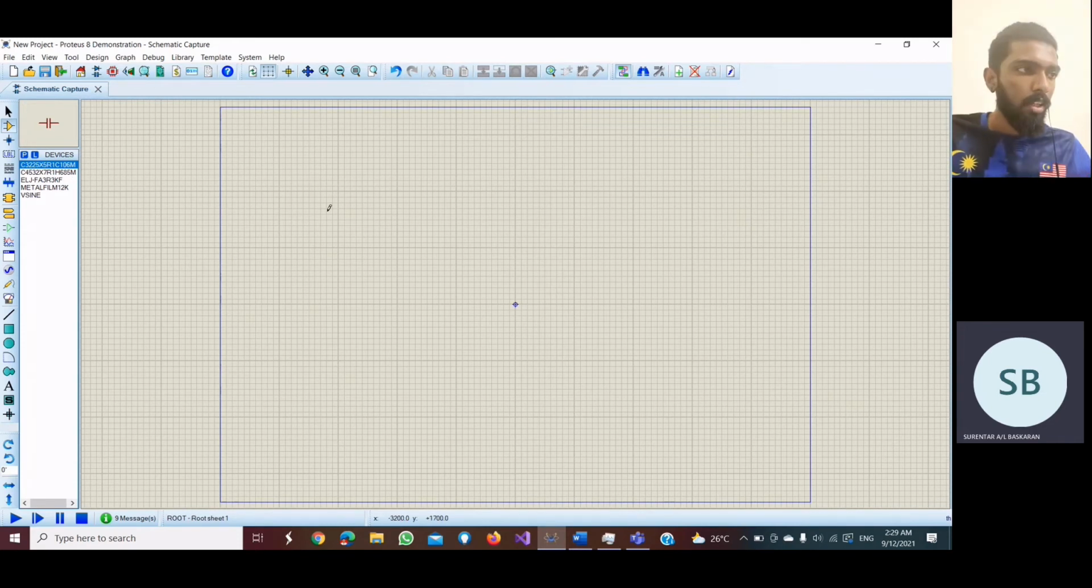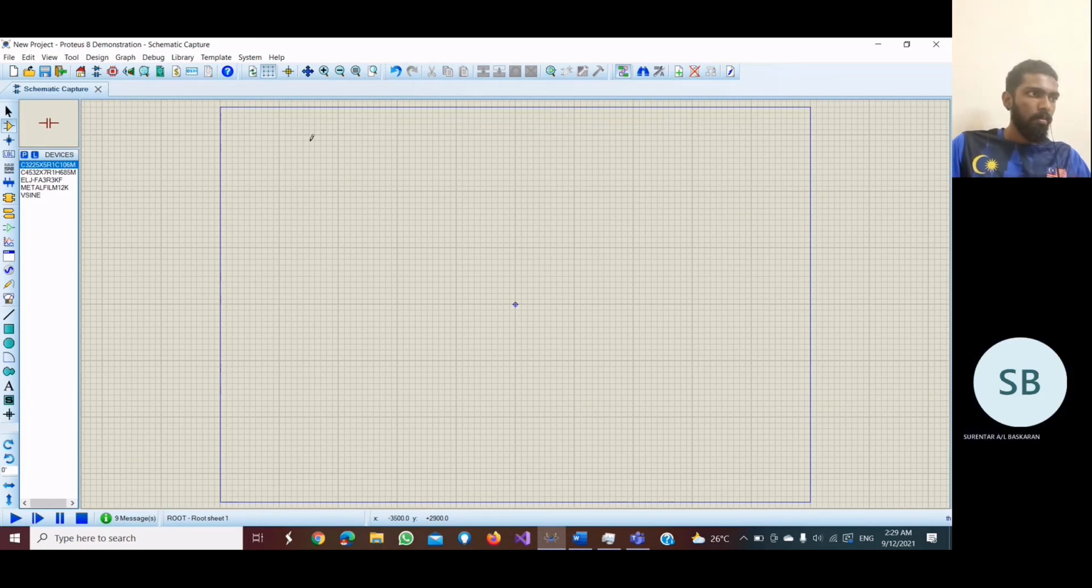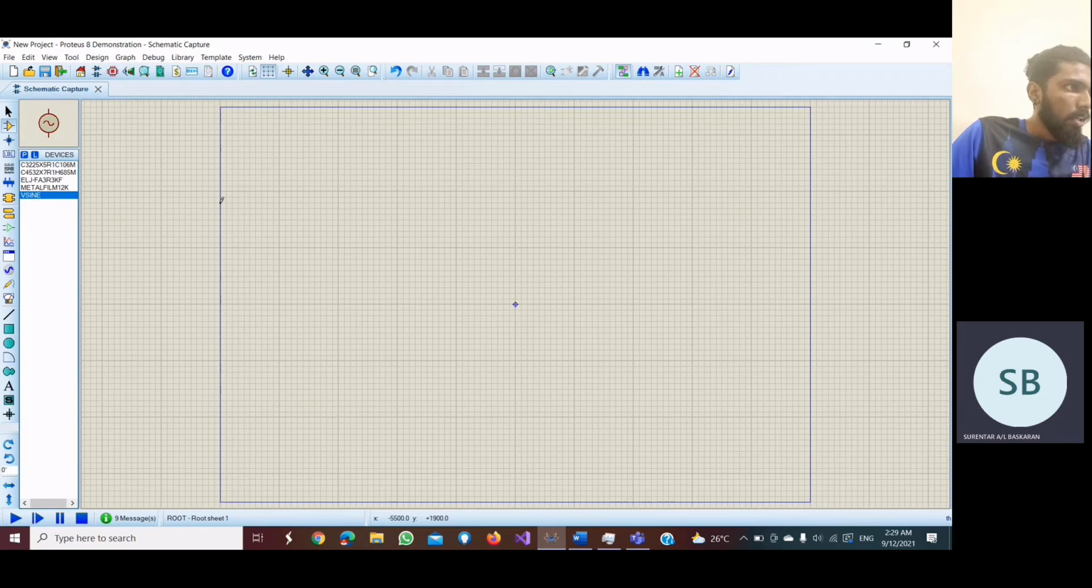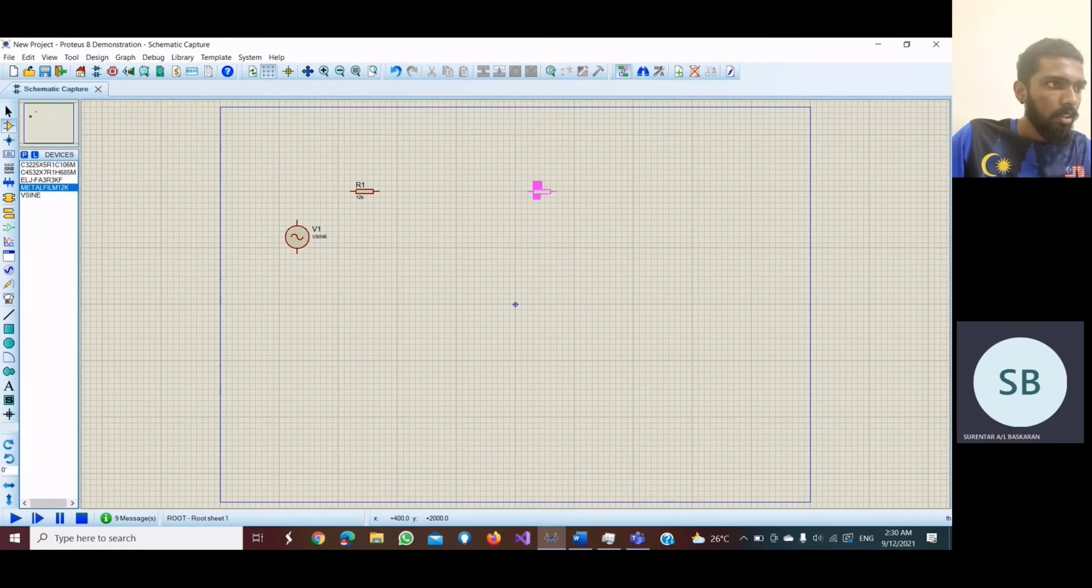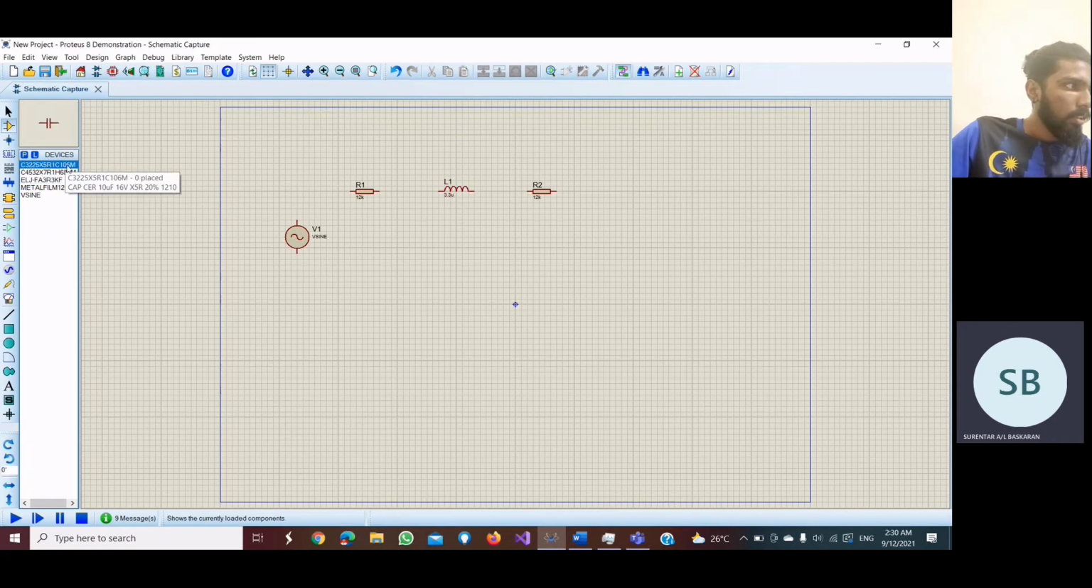So first of all, we must build the circuit which has been stated in the SEM1 question, using software called Proteus. First, we place the V source, followed by the resistors, another one, the inductor, and then a capacitor.